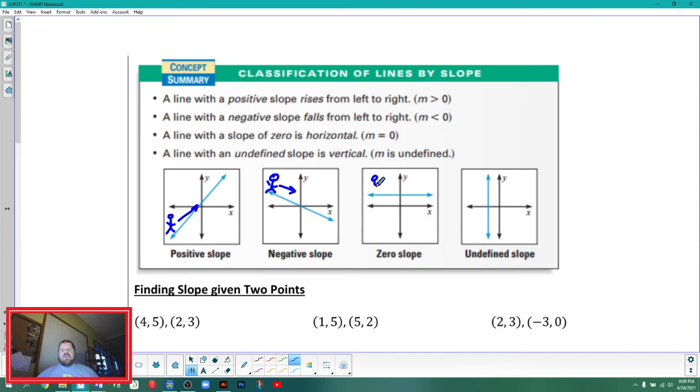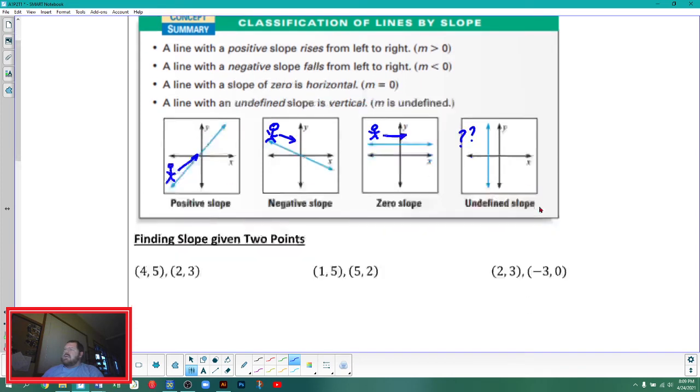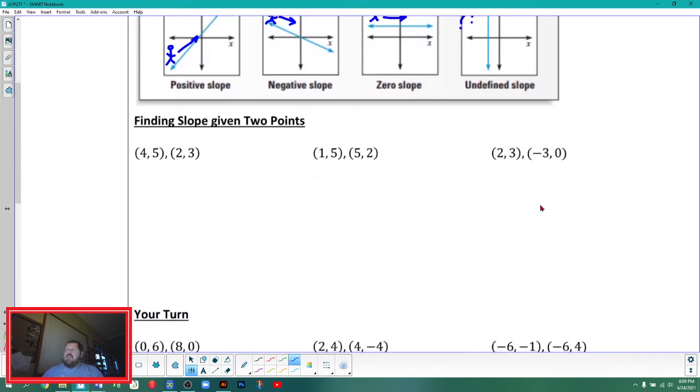On this one, this is kind of my neutral, right? This is my flat treadmill, and that's a 0 slope. I don't have to put any extra energy into walking on that treadmill because it's flat. And then this one, I just kind of think, what do you want me to do? Right, that vertical one. When I can't think about putting myself on that treadmill, that's my undefined slope. Okay, and that happens on vertical lines. All right, let's go ahead and look at these couple other examples.